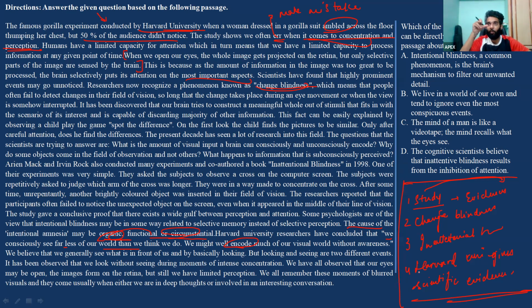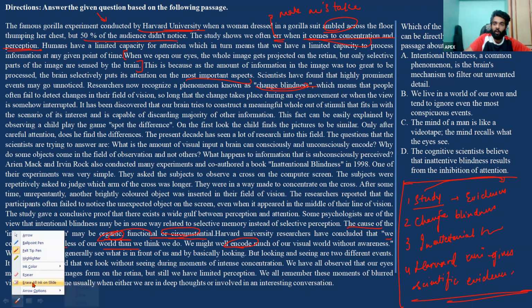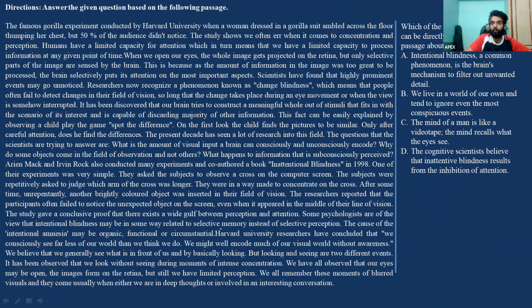So the process in between your senses and your mind is encoding. Okay, it's basically the process of how you're remembering the memory. Okay, so these were the words and this was the entire explanation of the passage. Now let's go to the questions.